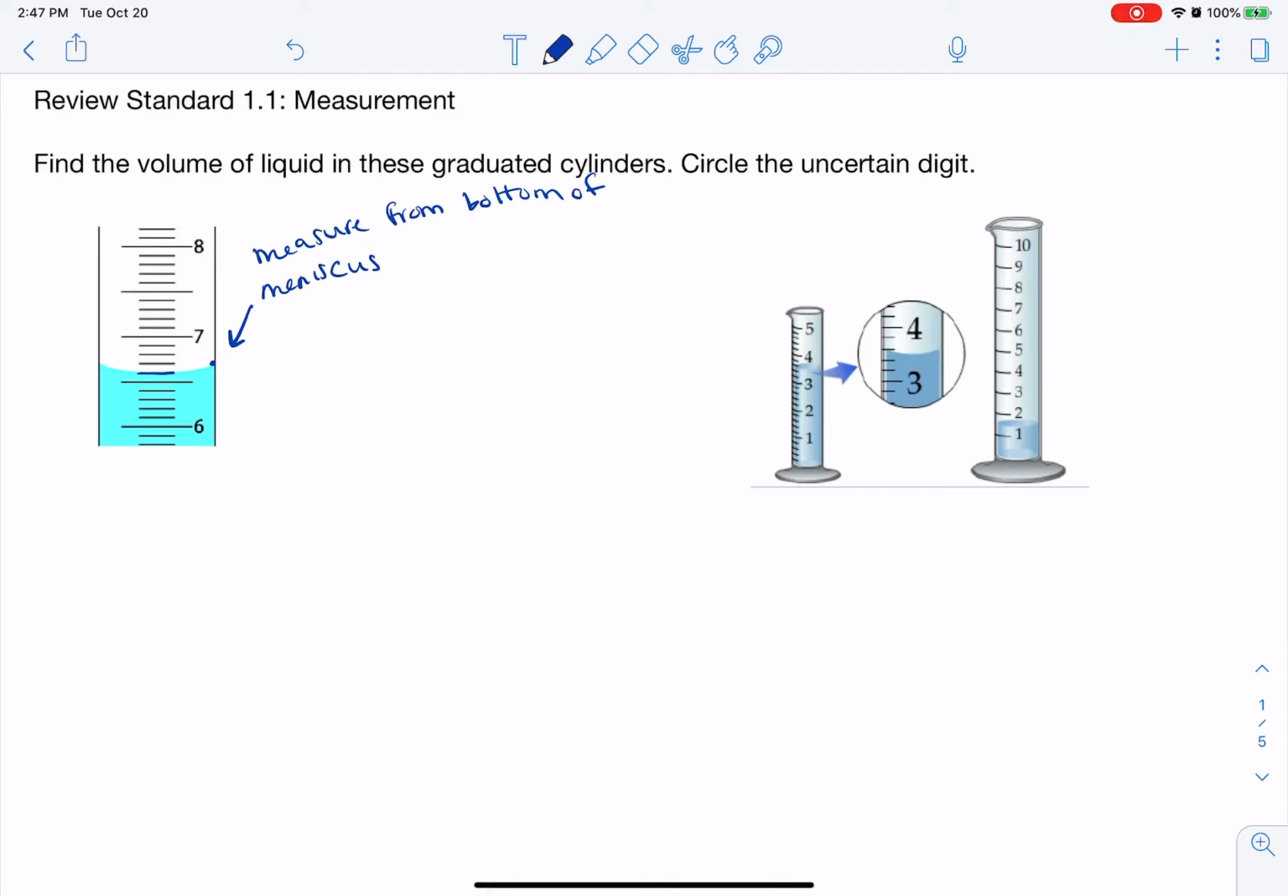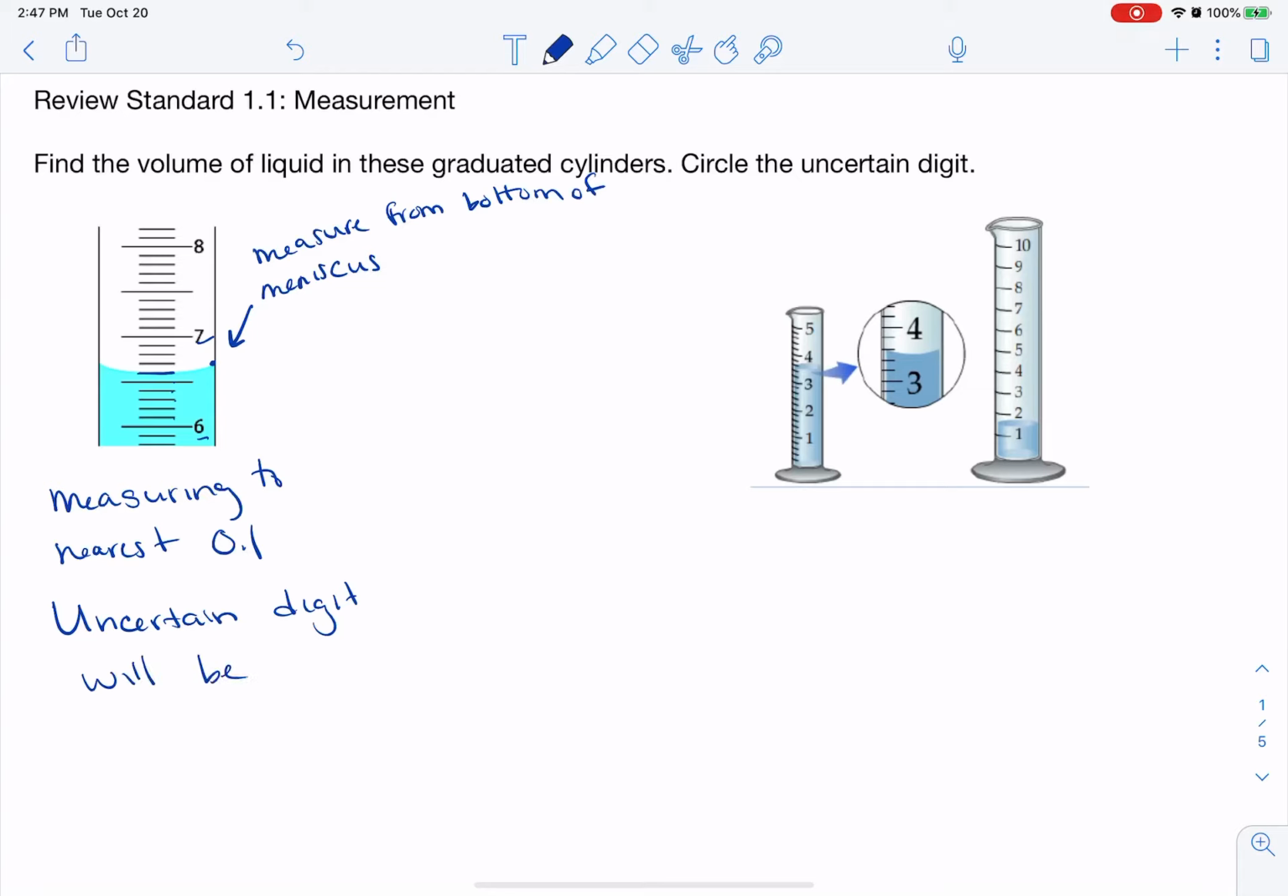All right, so let's look at our increments here. So this is 6 and this is 7. Let's see, between we have 1, 2, 3, 4, 5, 6, 7, 8, 9, 10. Okay, so this is measuring to the nearest 0.1, right, because there's 10 of those lines between 6 and 7. Okay, and that means our uncertain digit will be to the nearest 0.01, okay? Because it's one digit more than what it's measuring to.